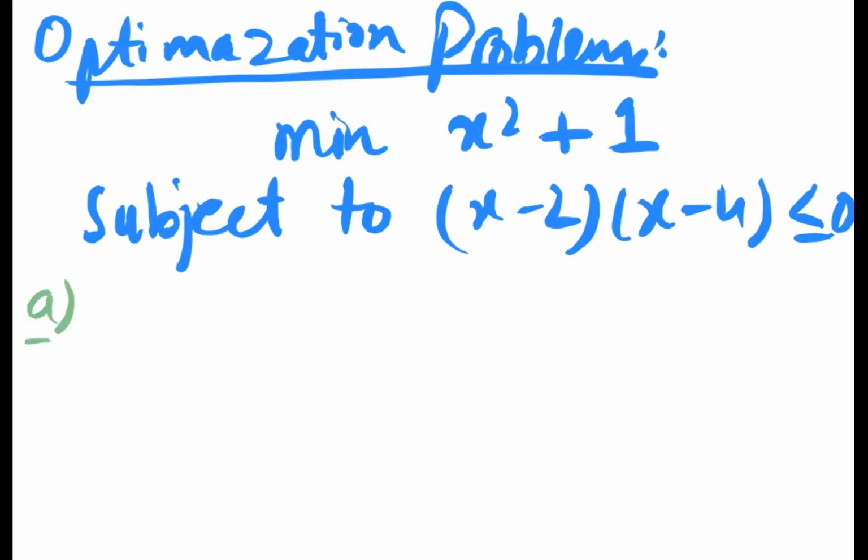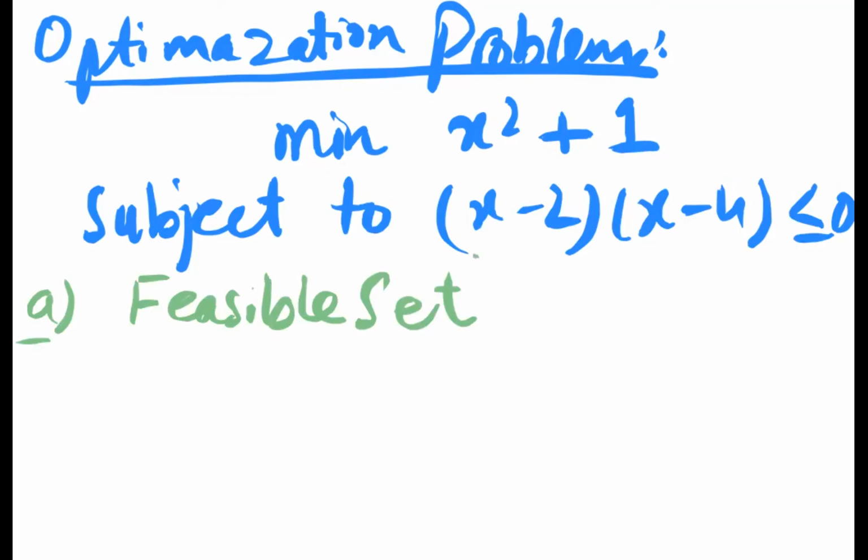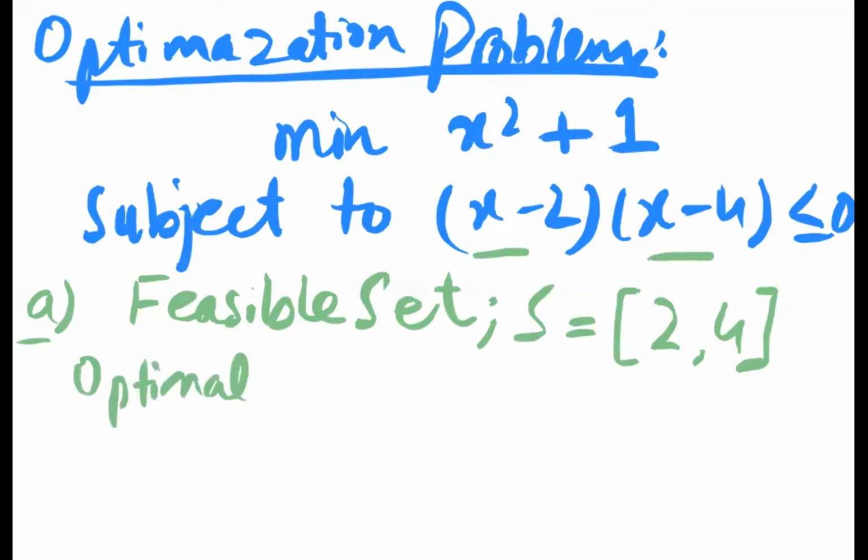So the first task is: what is the feasible set? What could be the feasible set for this problem? The feasible set is where the solutions could lie. For that we just look at the condition on the optimization problem, and we understand from this that the feasible set S should be from 2 to 4. So this is where our solution would lie. And what would be the optimal solution? If anything is not clear, please let me know.